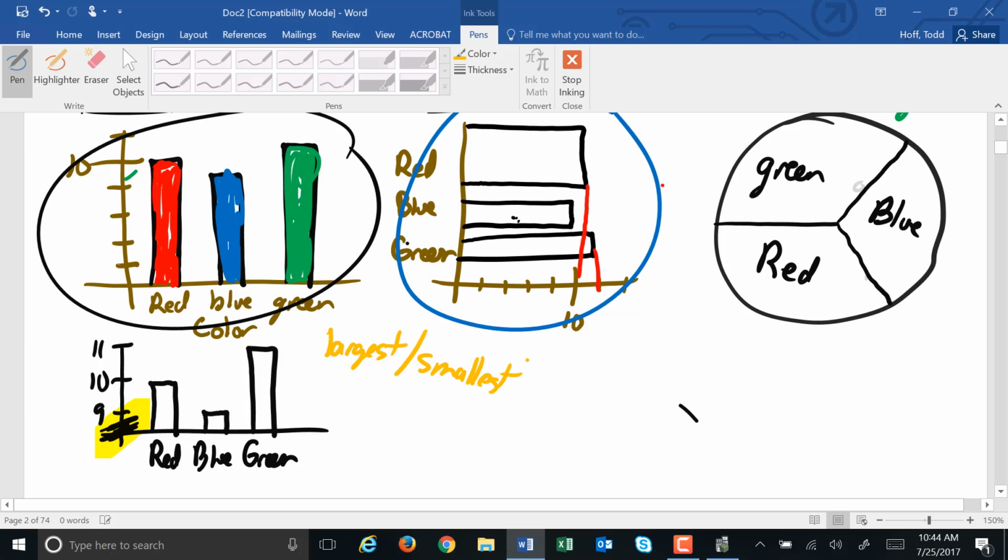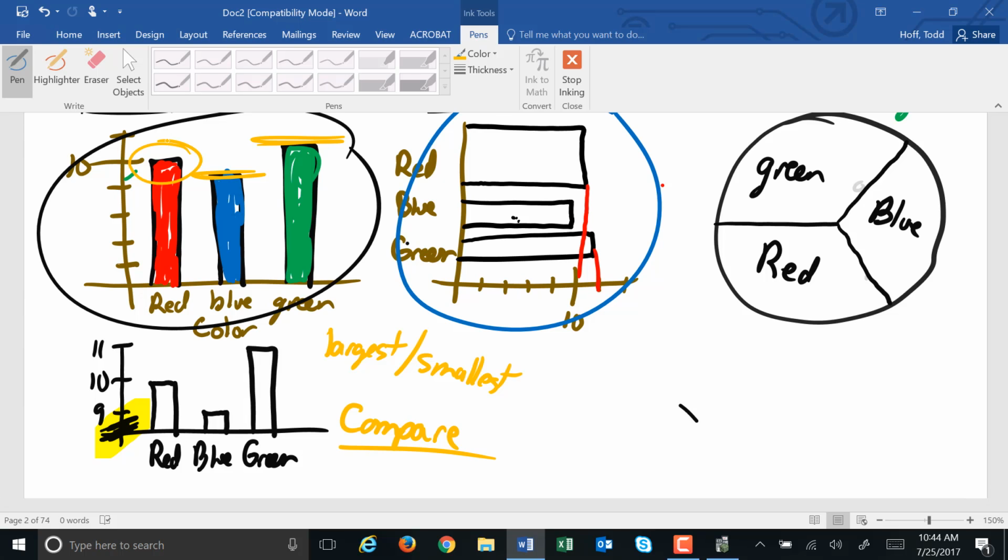I can look at this graph up here very quickly and say green is the most popular, blue is the least popular, blue is the shortest bar. I can also very quickly compare. Hey, which color did people like better, blue or red? Well, I can look up here and see red is taller, so red was more popular than blue. So the bar graph is good for that comparison.